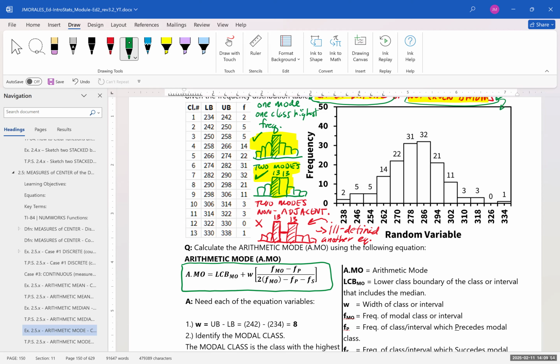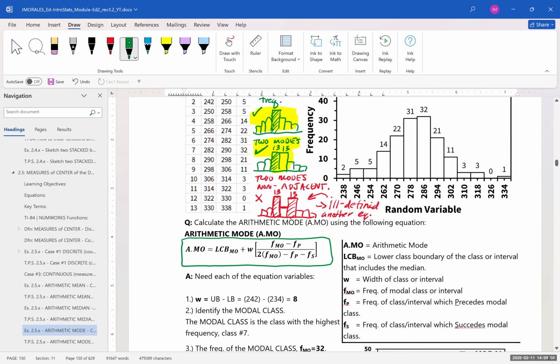And so again, I think this will look intimidating, but once we start identifying the pieces here, I think you're going to see it's really not as intimidating as it looked at first glance. Each of these variables in the equation, I've described what they are here off to the side. Okay, so let's dive in and look at finding the arithmetic mode of this distribution that we've got up above.